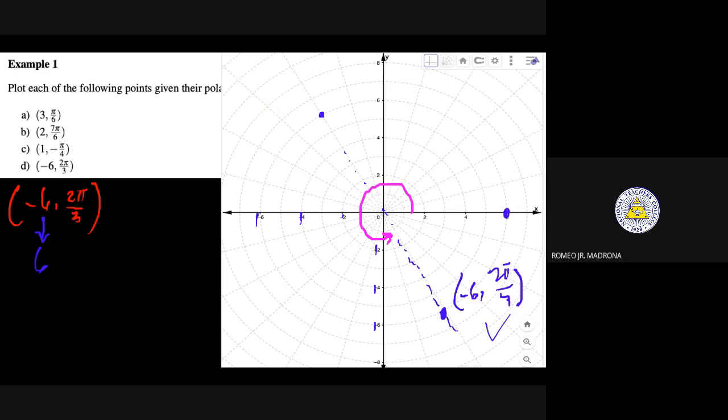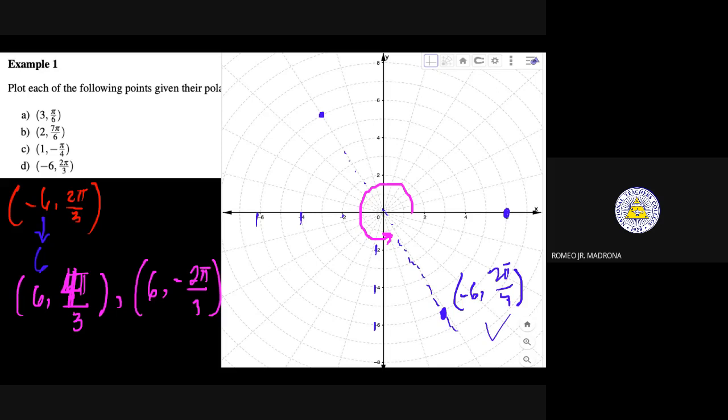Pwede naman natin gawing 6. Tapos, ano ba to, class? 6, 5 pi over 3, no? 5 pi over 3. Tama ba? Yeah, 5 pi over 3. Or, pwede rin naman 6, yung sinabi ni Limwell, negative 2 pi over 3. Yan, tama yan. Ayan, mas mabilis to. Ay, mali. 4 pala to. Mali na naman ako. 4 pi over 3, tama ba ako?